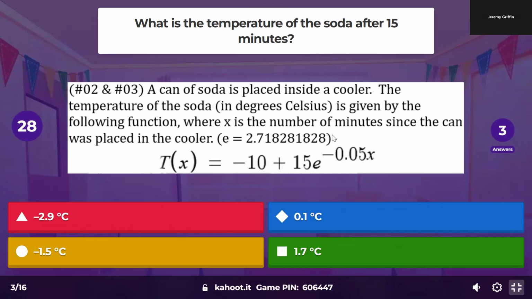X is the number of minutes that have passed. 15 minutes. So as long as you have a calculator within reach, I think you'll be all right.